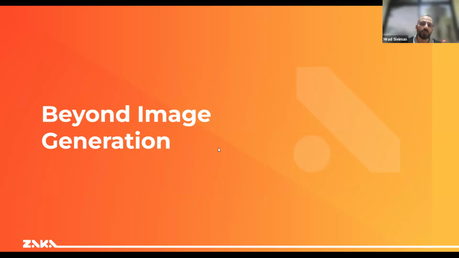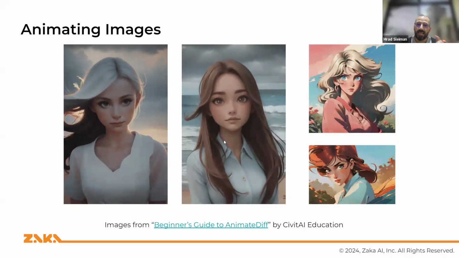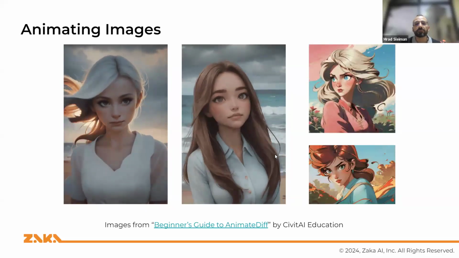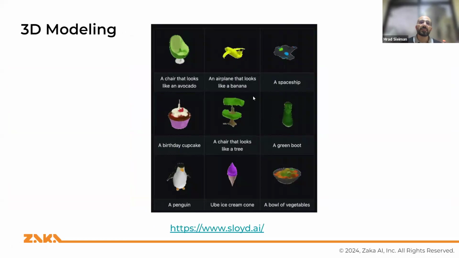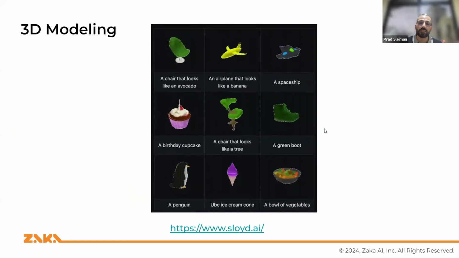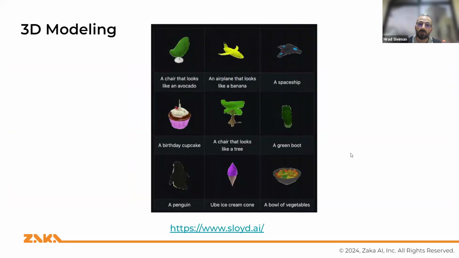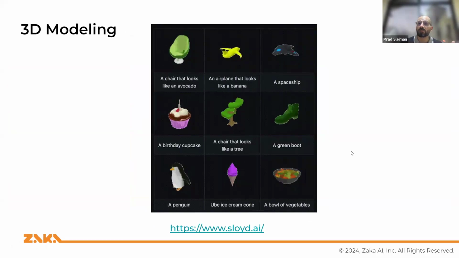Okay, so beyond image generation, we can add animation to images, and we can transfer the styles. For example, as you can see, this is the original image. I can add style, and I can have my transferred style to this image. Now, this is another example of how you can use AI tools to create 3D images.